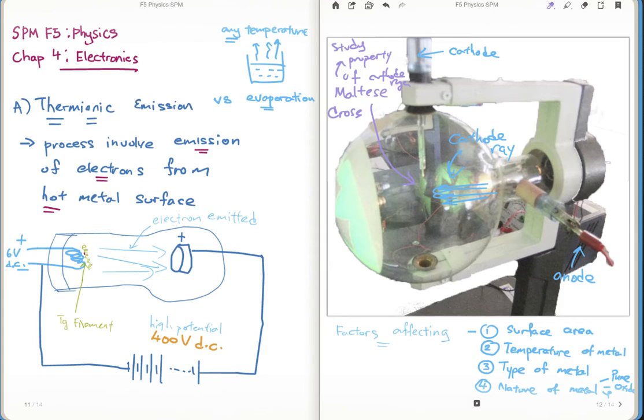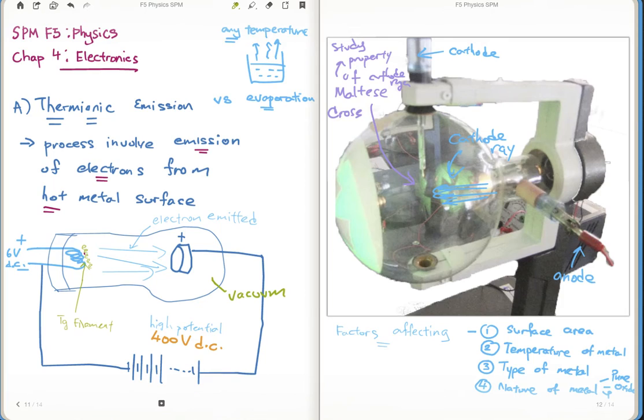So what happened? This fast-moving electron travels in a straight line in a vacuum. One thing I need to stress is that it is a vacuum, meaning there's no air inside. Fast-moving electrons travel in a straight line in a vacuum. They possess momentum and kinetic energy. So you produce a black spot when they strike the fluorescent screen.